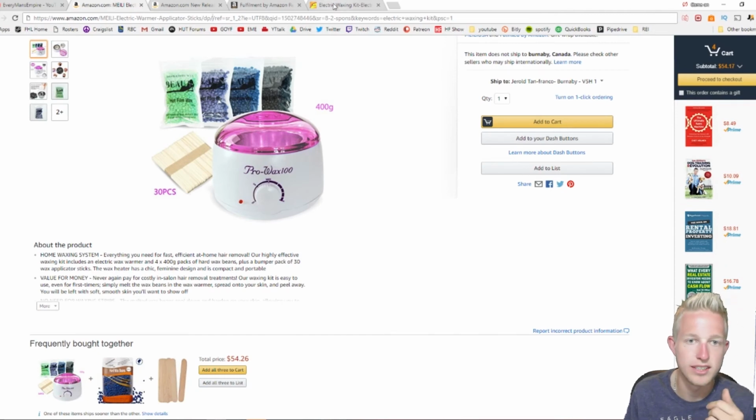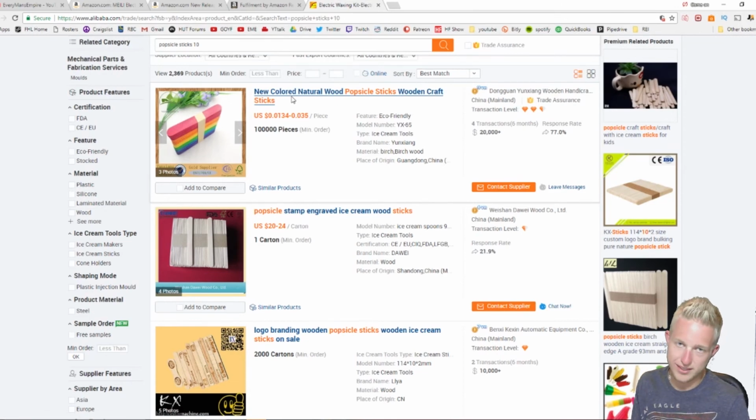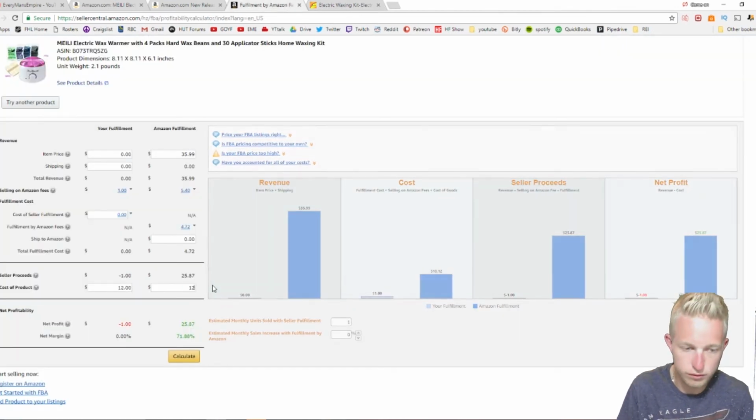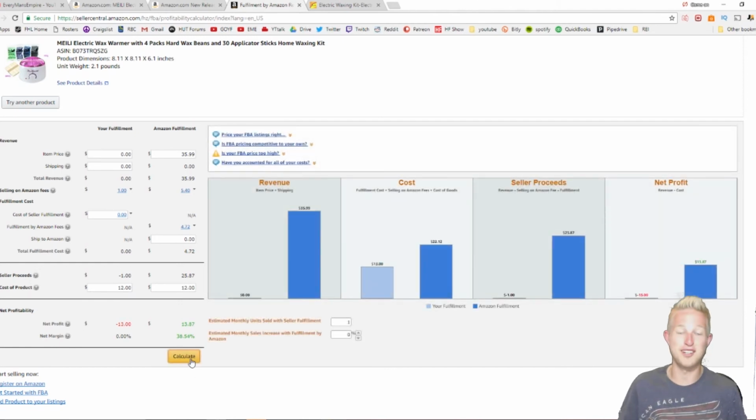So we have $5 for the electric waxing machine, $6, so $11 with the beads included. And then say $1 for the other one. So we're looking at about $12. So let's enter cost of product to $12. And let's see, we got $14 profit margin and with no negotiation on the line. This is insane, guys.